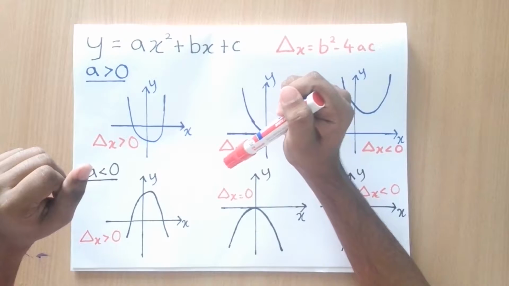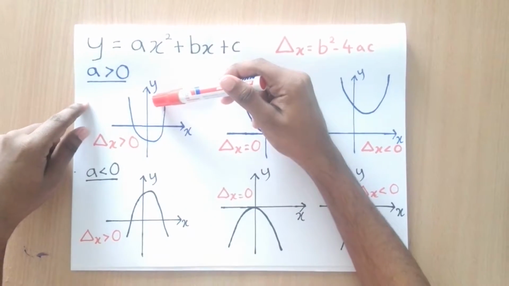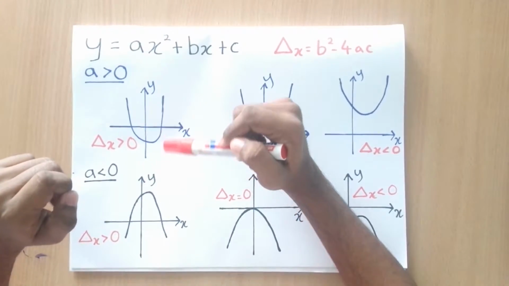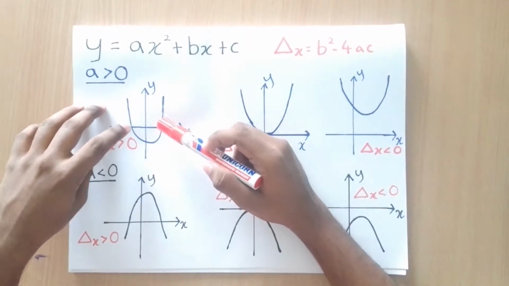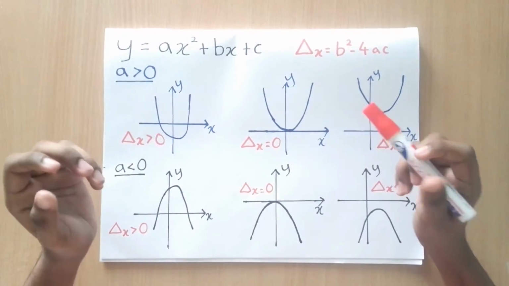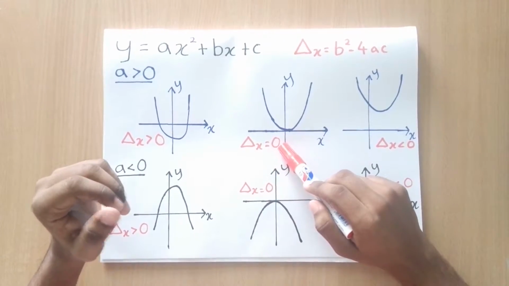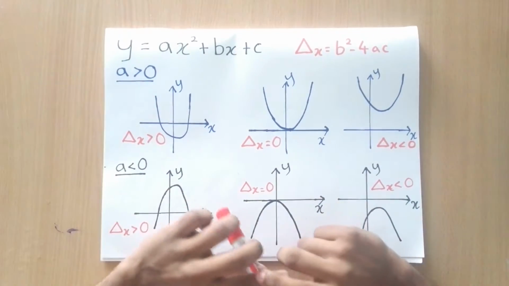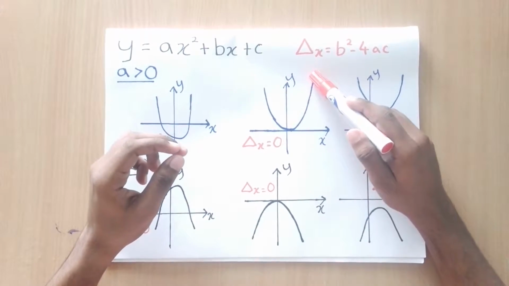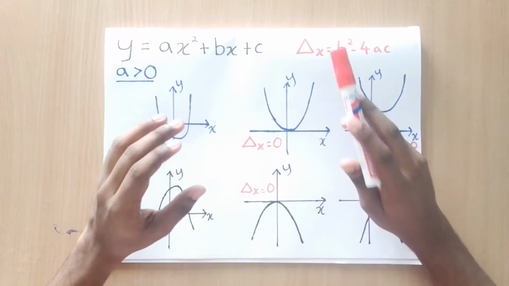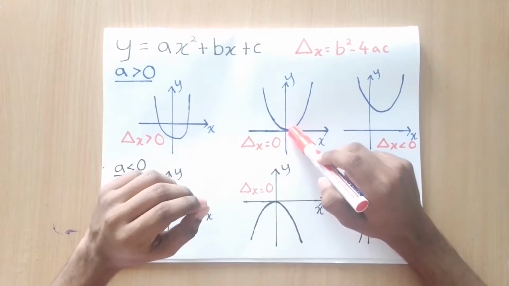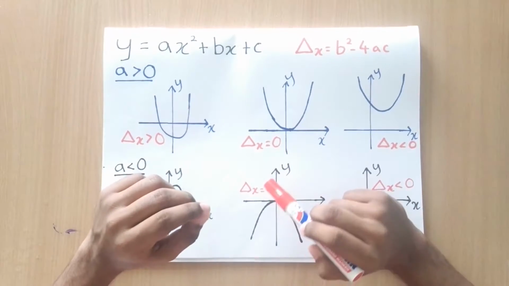The properties are it will be U-shaped, so therefore it will have a minima, and the graph will intercept the x-axis at 2 places. The next situation is when delta x equals 0 and a is greater than 0. Here also the graph will be U-shaped, however the graph will not intercept the x-axis. In fact, the minimum value will just touch the x-axis.